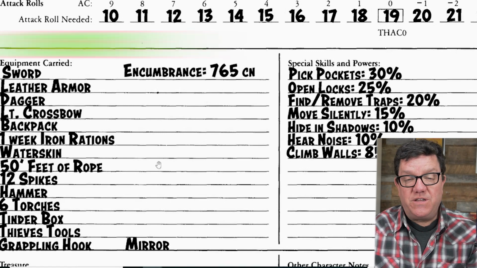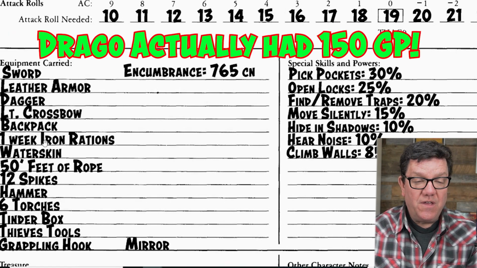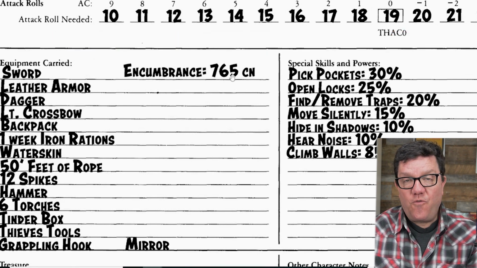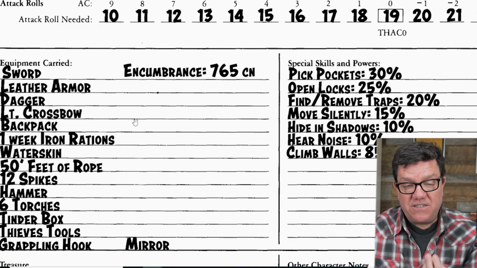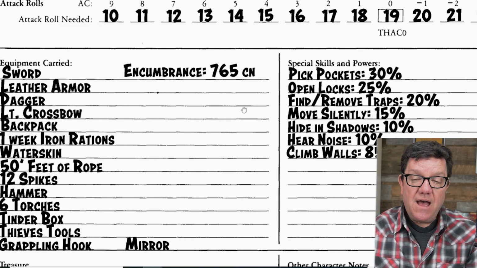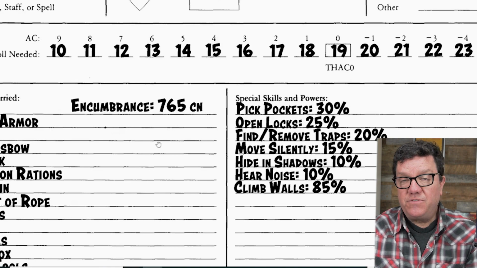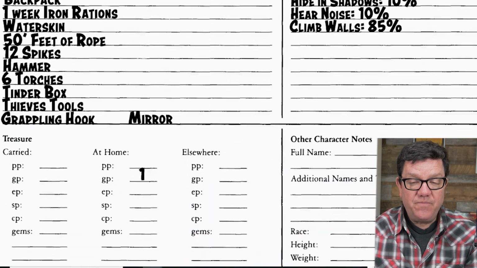Remember, he had 120 gold pieces. I bought all sorts of stuff: 50 foot of rope, spikes, hammer, torches. Because once you go over 400, which he's probably going to with the leather armor, the sword, the backpack, and rations, right? You're going to go over that. So I just thought, well, if I'm going to buy all this stuff: a mirror, a grappling hook, right? And then here are basically my chances to do my various special skills based on the AD&D. And I had 1 gold piece left.